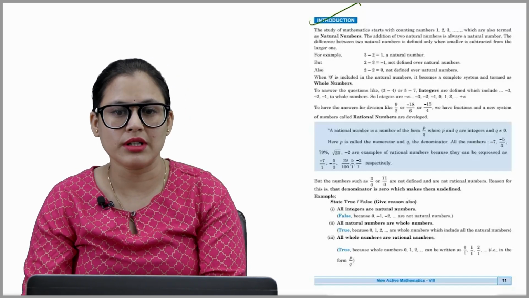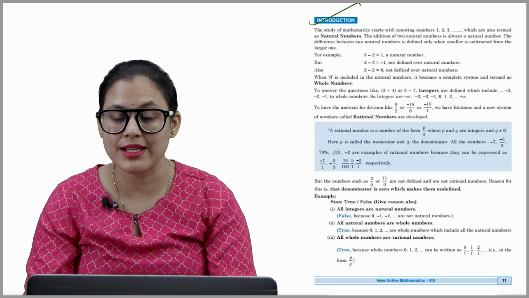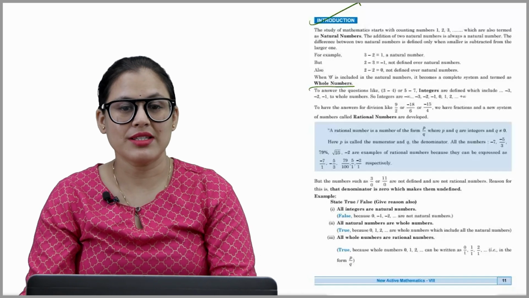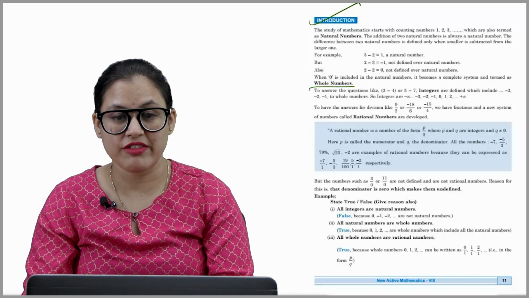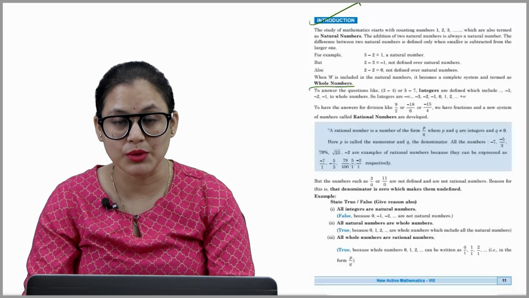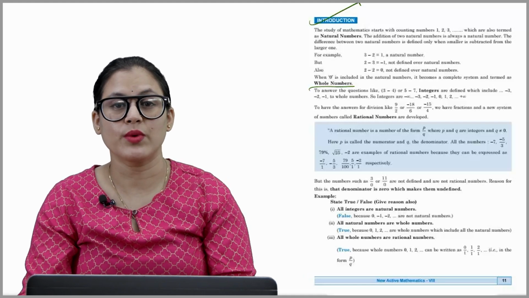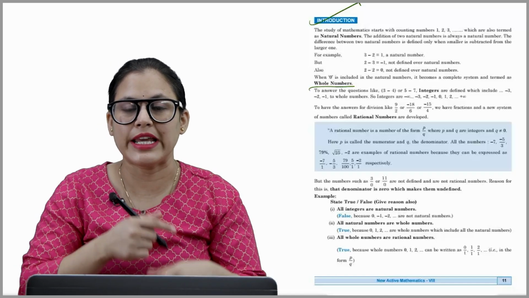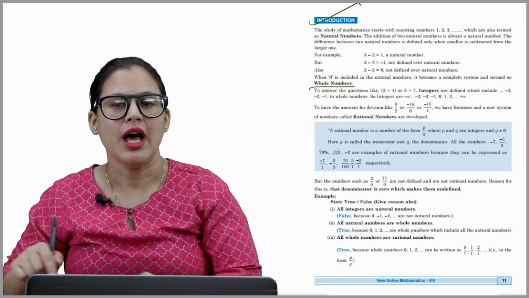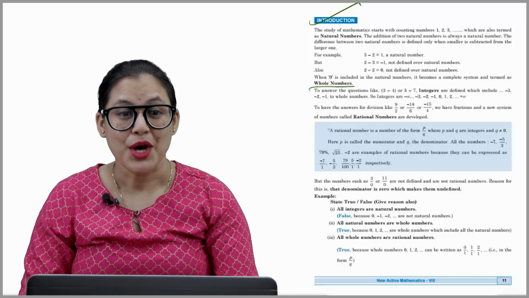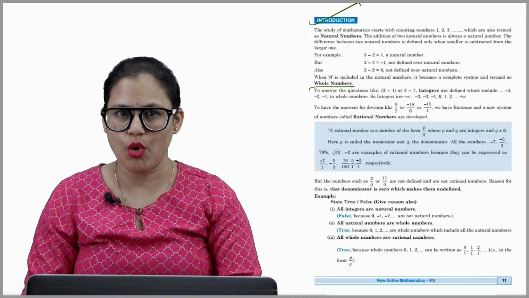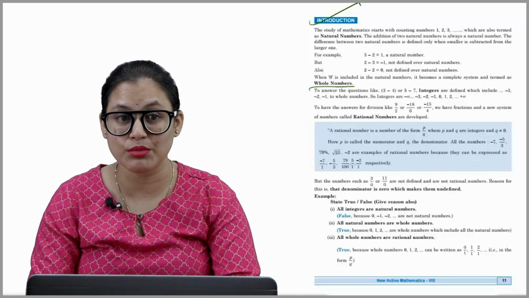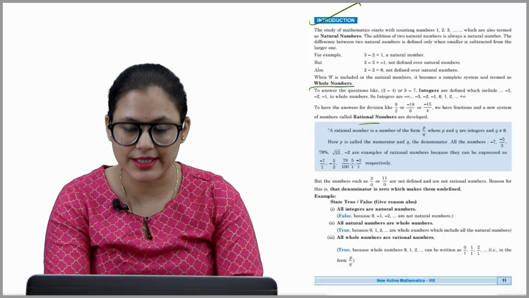When 0 is included in the natural numbers, it becomes a complete system and is termed as whole numbers. You are all already familiar with this. To answer questions like 3 minus 4 or 5 minus 7, integers are defined, which include minus 3, minus 2, minus 1, and the whole numbers. So integers go from negative infinity, to minus 3, minus 2, minus 1, up to positive infinity, okay. To have the answer for division like 9 by 2 or minus 18 by 6 or minus 15 by 4, we have fractions and a new system of numbers called rational numbers is developed.